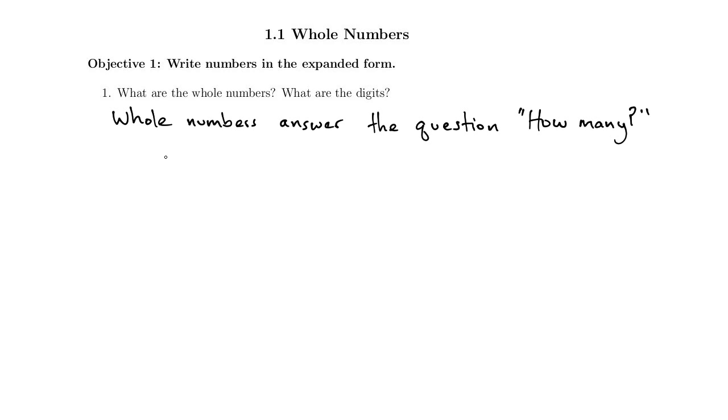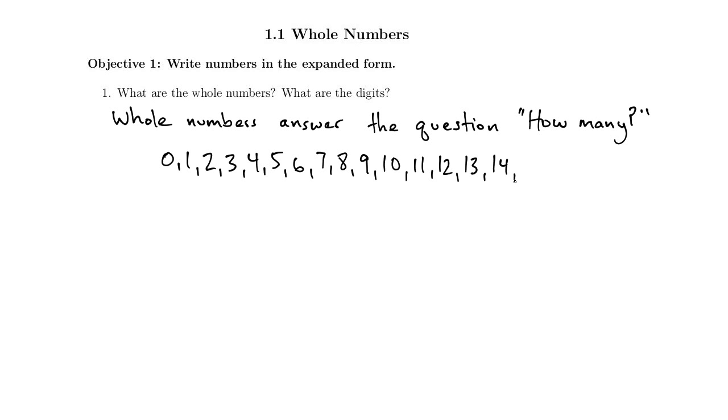So they start with 0 and go up. So 0, 1, 2, 3, 4, 5, 6, 7, 8, 9, 10, 11, 12, 13, 14, 15. I'm going to stop there. They keep going on forever. Forever and ever.